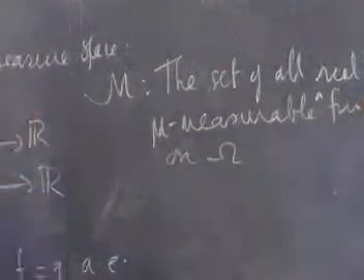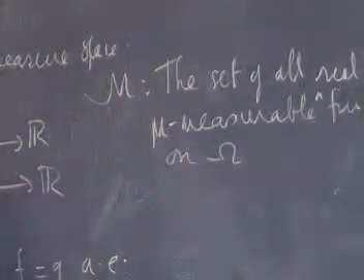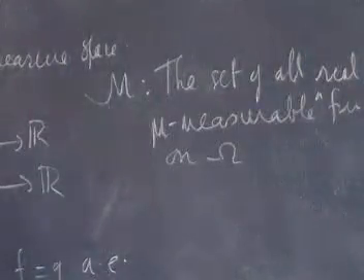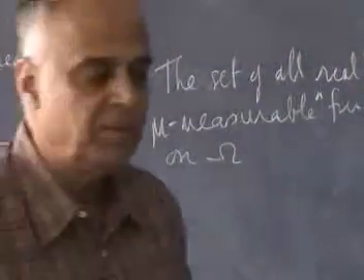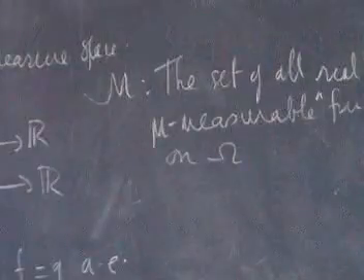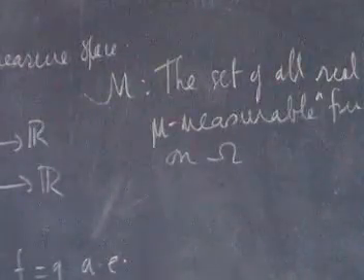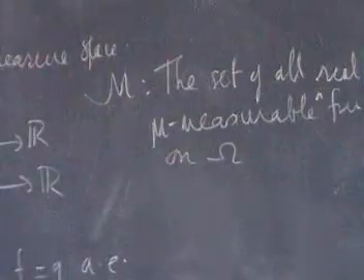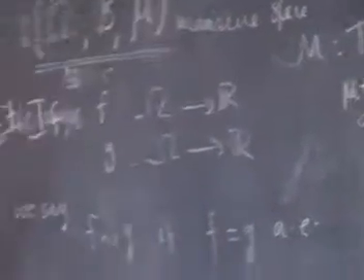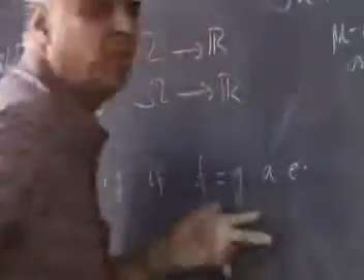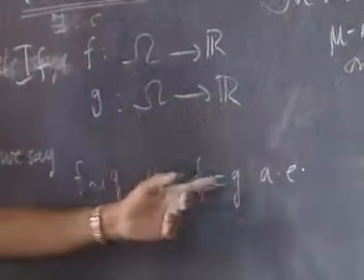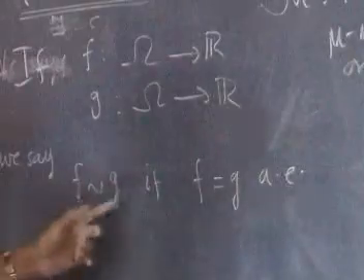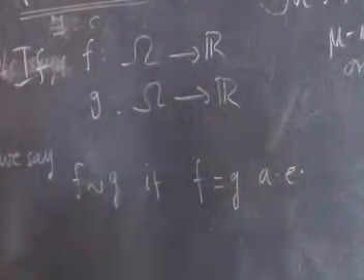Then in that class, if F, G belong to F, then we say F is equivalent to G if F is equal to G almost everywhere, and we have preempted the fact that this is an equivalence relation on F by using that notation. That's very clear because F is equal to F almost everywhere, in fact everywhere. So F is equivalent to F. If F is equivalent to G and G is equivalent to H, what happens?